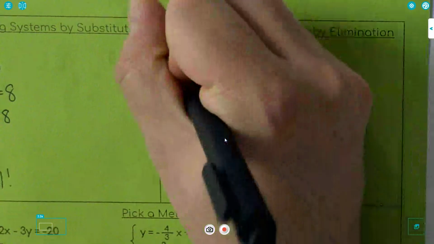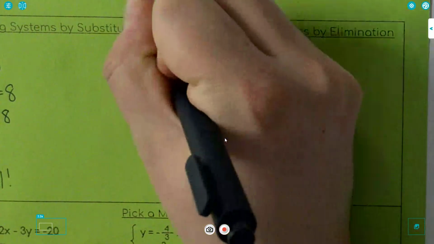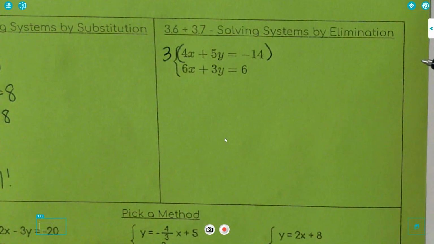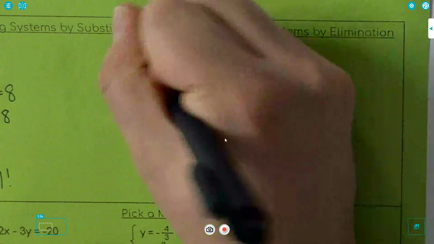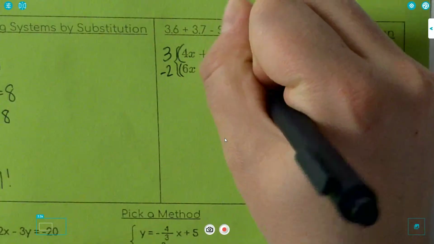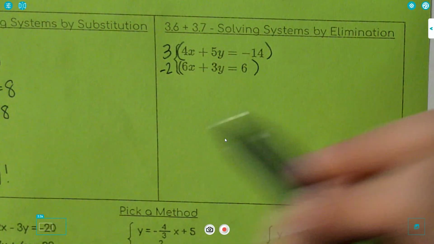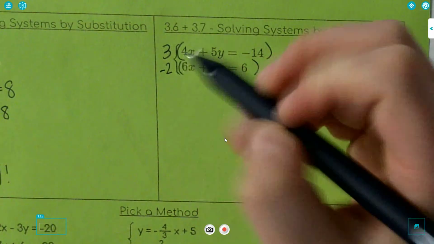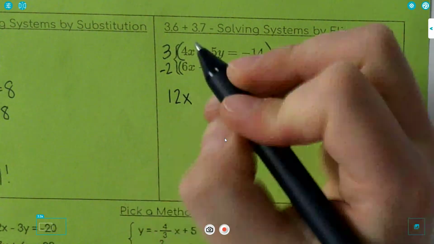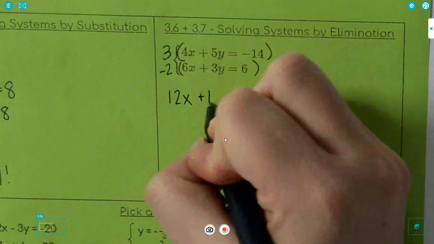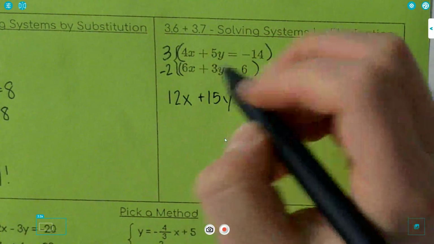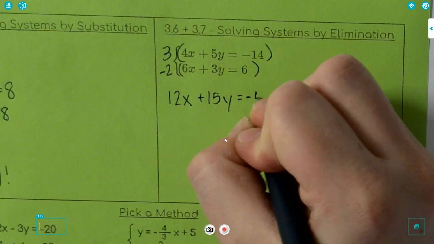So I'm going to multiply my top equation by 3. I'm going to multiply my bottom equation by negative 2, because that'll give me a 12x and a negative 12x. So I'm just going to rewrite them both down here. 3 times 4x is 12x. 3 times 5y is 15y. 3 times negative 14 is negative 42.